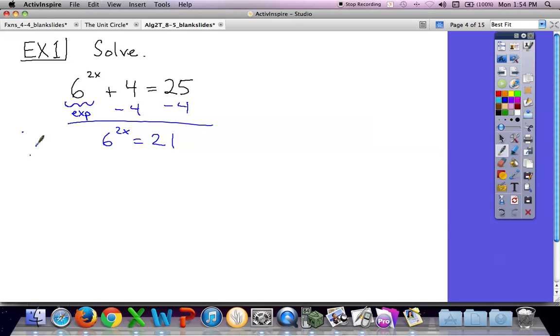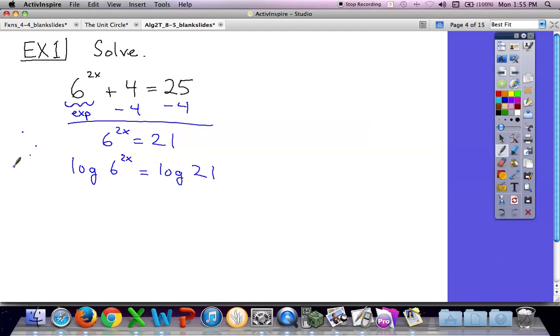Okay, now that it's isolated, what was the second step? Take a logarithm of both sides. So let's take log base 10, because that's on the front of your calculator. We'll do a log base 10 of both sides. Log of 6 to the 2x equals log of 21. And basic algebra says if I do it to one side, I have to do it to the other side.